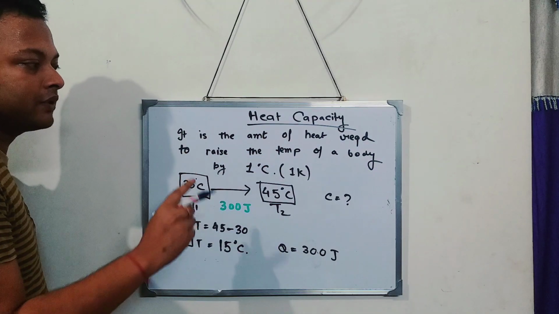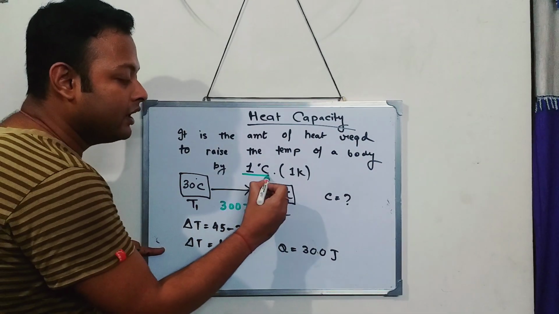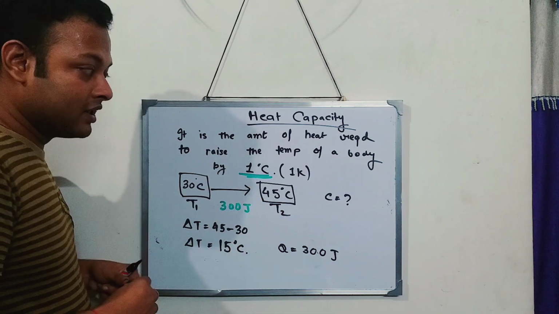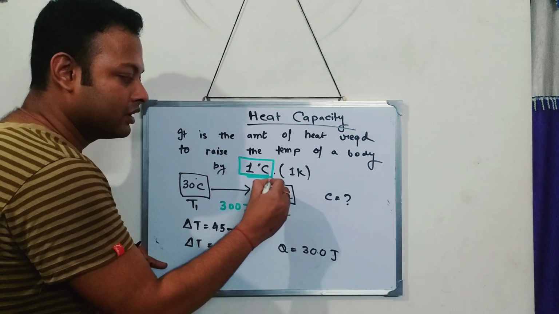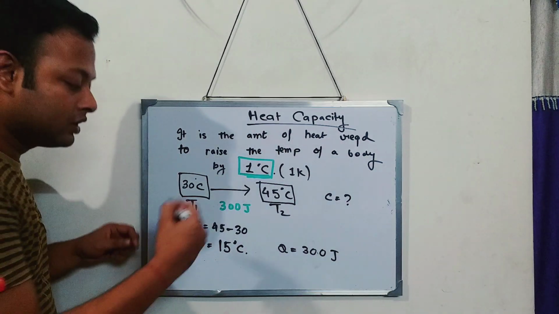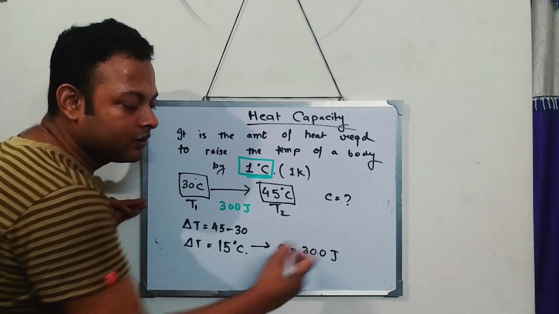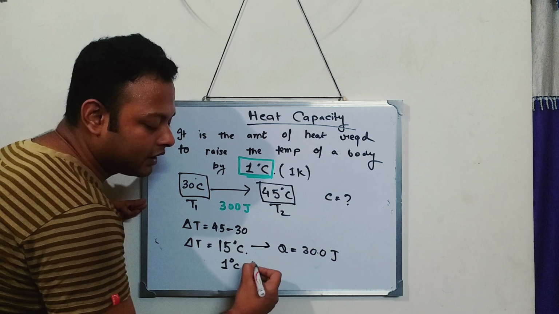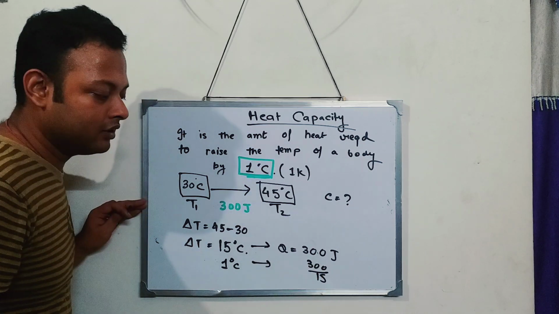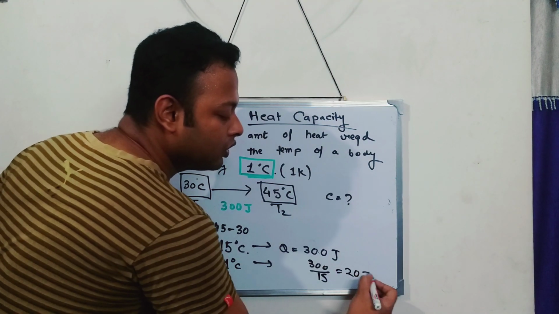But specific heat capacity says what? Specific heat capacity says I need that amount of heat for only 1 degree, not 15 degrees. Specific heat capacity has specially mentioned that my change of temperature should be 1 degree. So think, you use the unitary method. For 15 degrees, you have 300 joule. So for 1 degree centigrade, how much will you have? 300 by 15. That is equal to 20 joule.